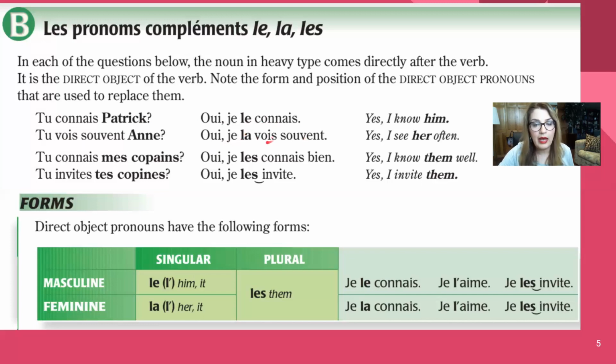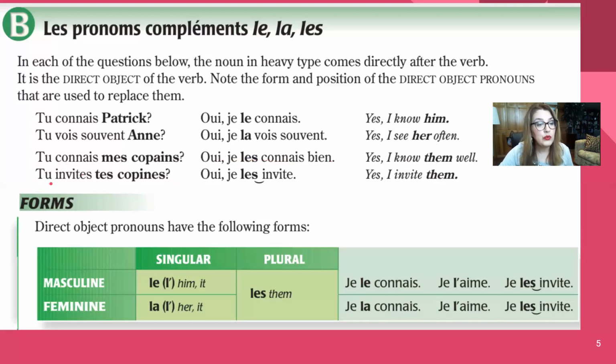So we have to identify and locate the verb and place the direct pronoun in front of it, or pronom complément. Yes, I see her often. Tu connais mes copains? Do you know my friends? Yes, I know them well. So them would be les in this case because mes copains is plural. The plural noun, when it's an object, is replaced by the pronoun les, and it's placed before the verb. Oui, je les connais bien. Yes, I know them well.